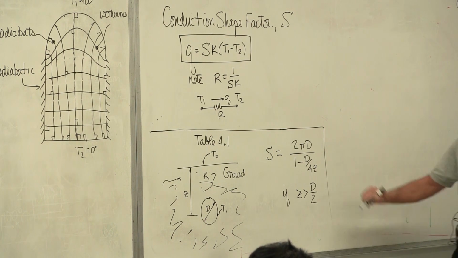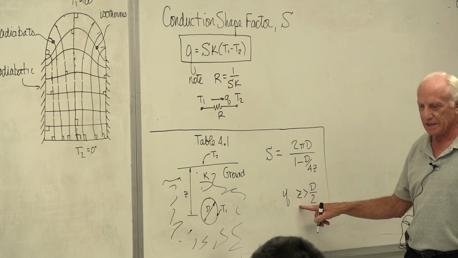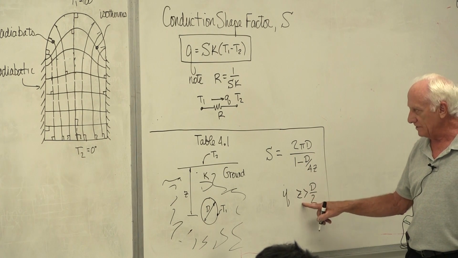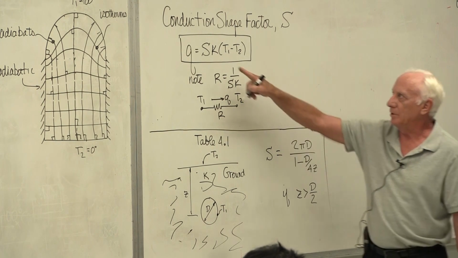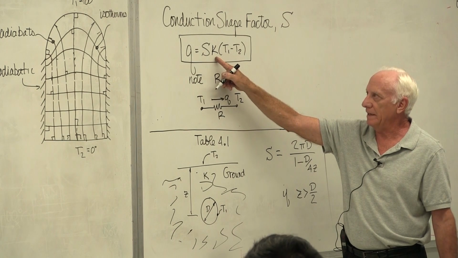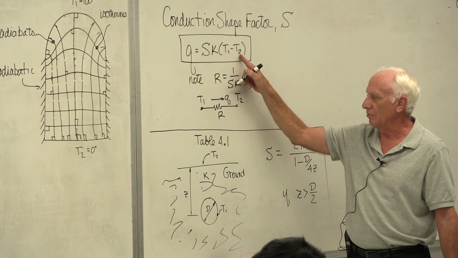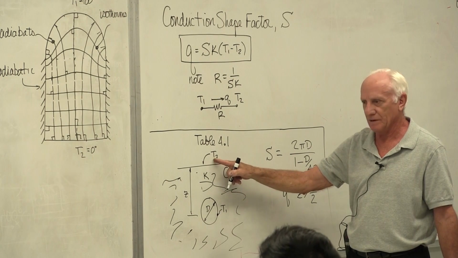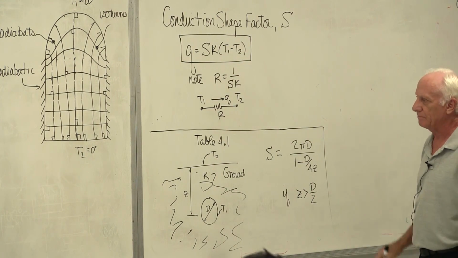What you do, you calculate that S. First of all, check your condition. It's satisfied? Yes. If it's satisfied, here's the equation. Calculate capital S, put it up here, multiply by K of soil or sand, times hot temperature minus cold temperature, sphere temperature minus ground temperature. That gives Q, how much heat's lost by that buried sphere.